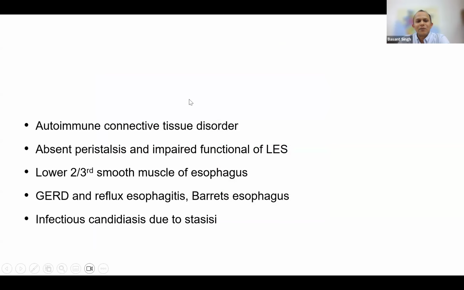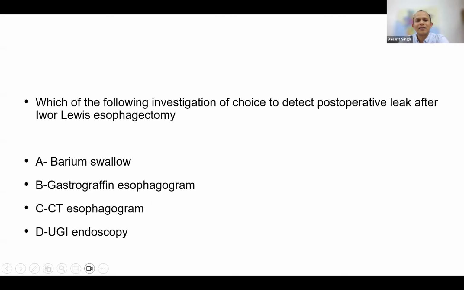So this is about scleroderma. It affects the lower third of the esophagus, and you have GERD and reflux esophagitis. One more thing: these patients are very prone to candidiasis because of stasis. They have a lot of candidiasis. So just remember, sometimes they can ask you about this.